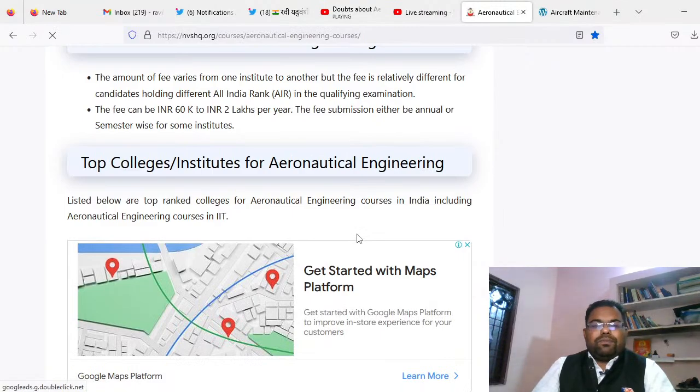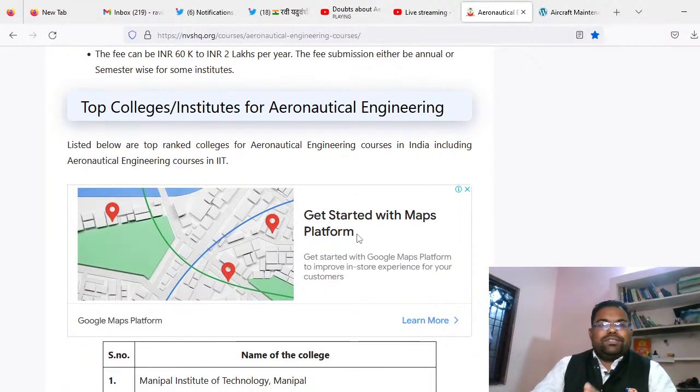If we look at the top colleges, first preference should be given to the premier institutions like the Indian Institutes of Technology at Kanpur, Kharagpur, Madras, Bombay, and IISc Bangalore. You can even go to the Indian Institute of Space Science and Technology, Trivandrum, IIST. These are some of the well-known institutions from where, if you do aeronautical engineering, you will end up with a very good job in the core industry.